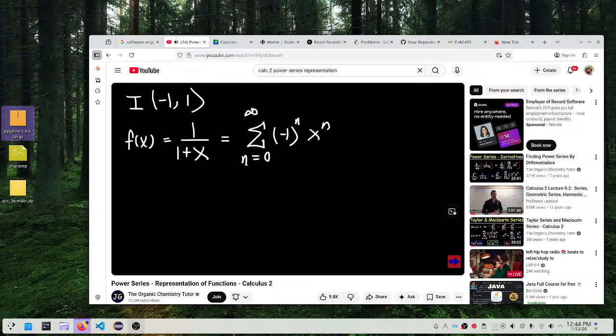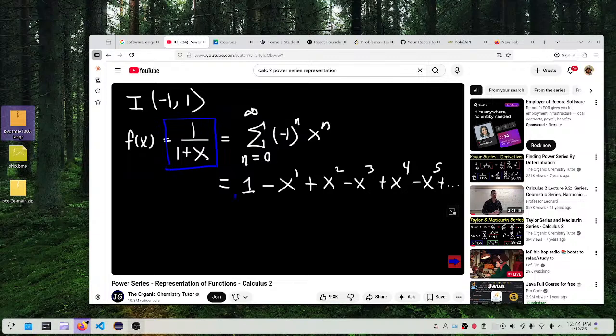Now let's write out the first 5 or maybe 6 terms in the series. So when n is 0, -1 to the 0 is 1, and x to the 0 power is 1. So the first term is 1. When n is 1, we're going to get -x. When n is 2, -1 squared is 1, and so it's going to be positive x squared. And then it's just going to repeat. So you can write out as many terms as you want to, and it's going to go on forever. Now, this function can be represented accurately by this series only when x is between -1 and 1.